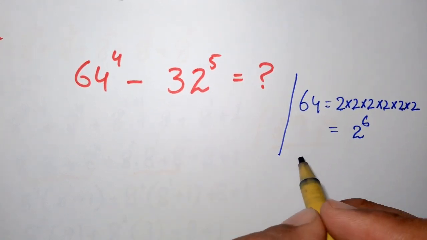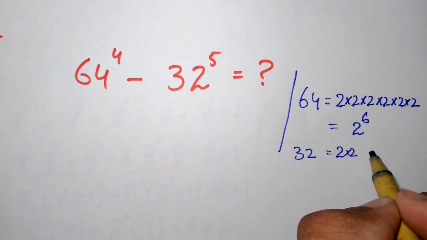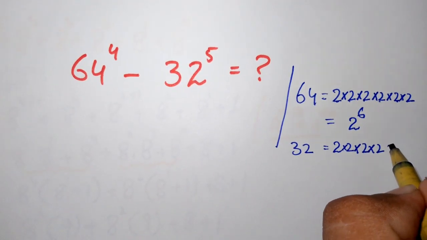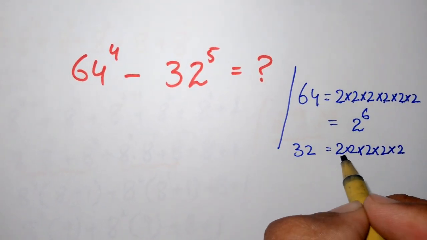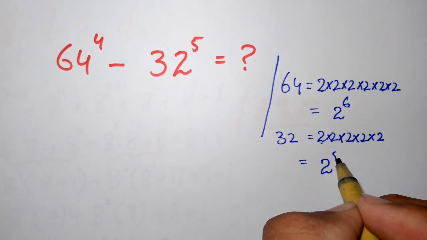And we also know that 32 is equal to 2 times 2 is equal to 4, 4 times 2 is equal to 8, 8 times 2 is equal to 16, 16 times 2 is equal to 32. 1, 2, 3, 4, 5. So 32 is equal to 2 to the power of 5.